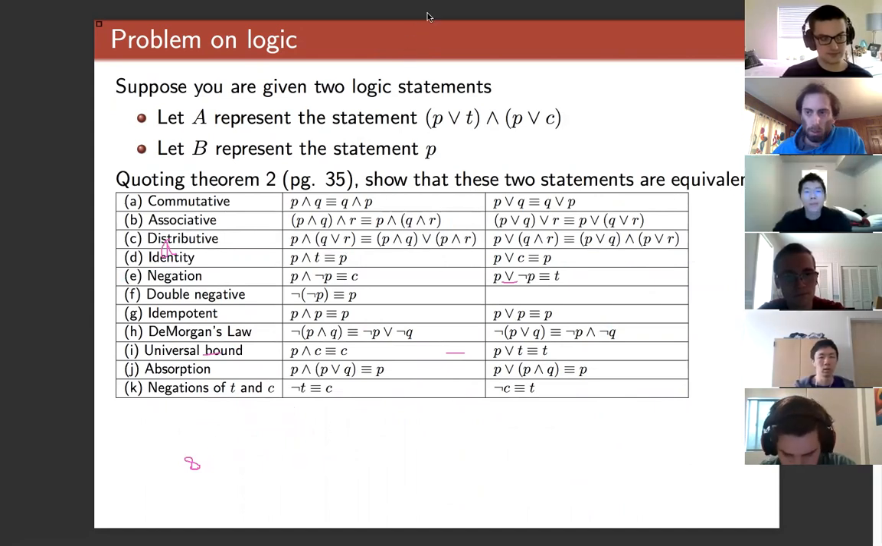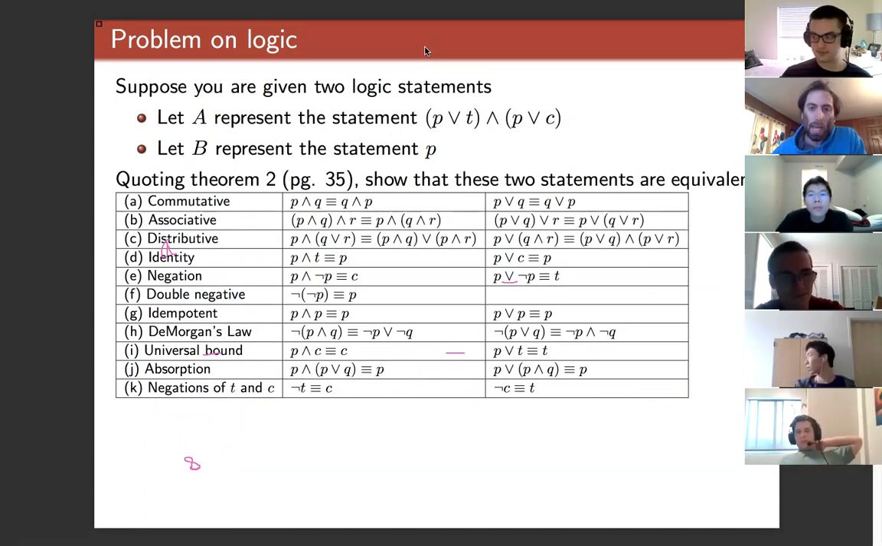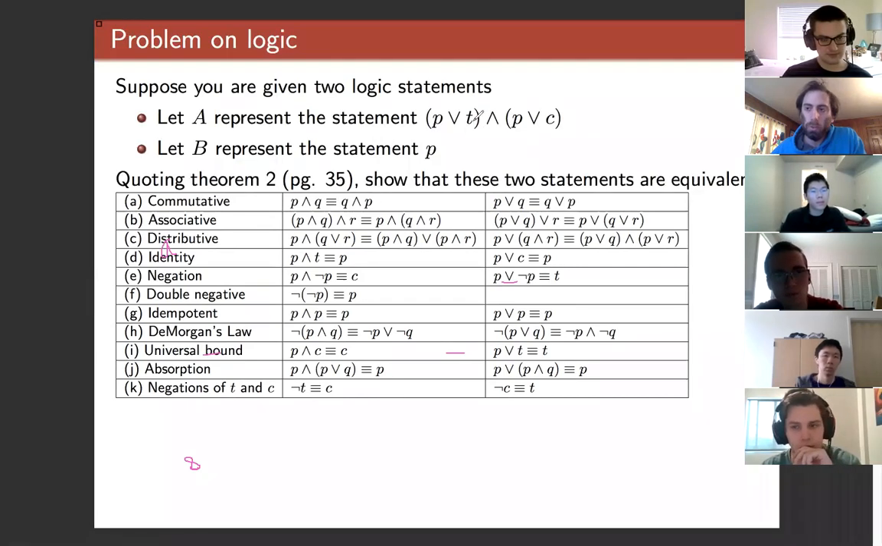All right. So this problem, we are given two logic statements. A is this statement, P or T and P or C, where T is a tautology, that means it's always true, and C is a contradiction, that means it's always false. And we also have B, which is the statement P. And we would like to show that these two statements are logically equivalent using this table. So take a minute or two to do that, and then we'll do it together.